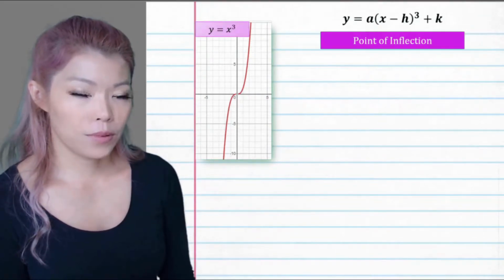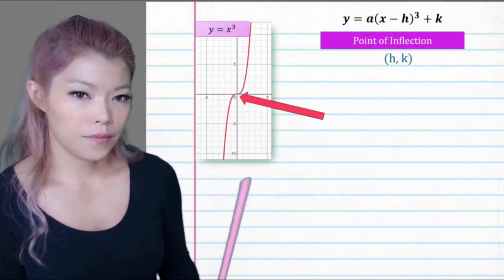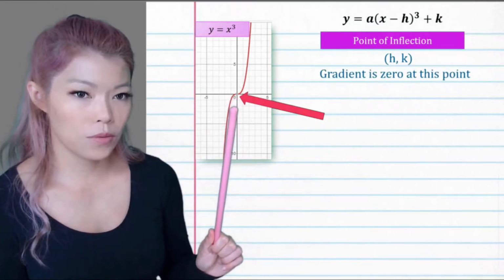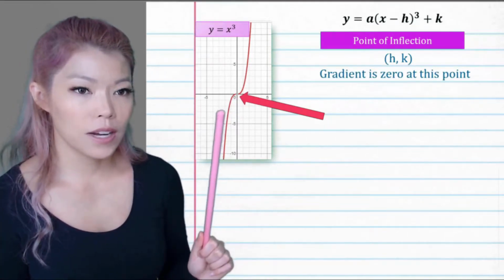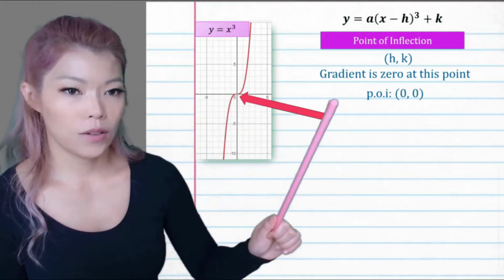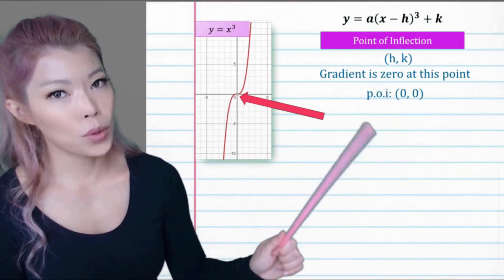So for example, if we have that point there, to describe it we will write hk, and we would say the gradient is 0 at that point, and we can write it as p.o.i for point of inflection.